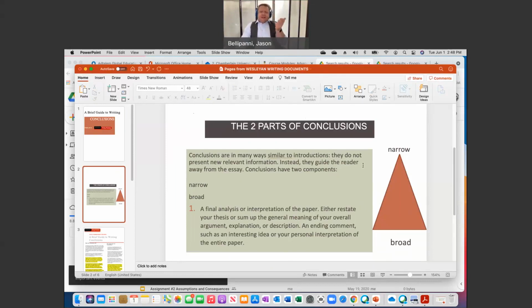So that's the same idea, right? It's the opposite of an introduction. So, a final analysis or interpretation of the paper, right? You're restating the thesis and some of your main ideas. You're not just wording them exactly the same, like repeating them. You don't want to do that.